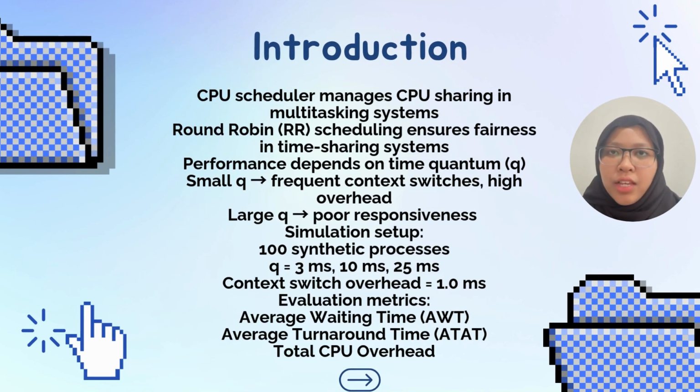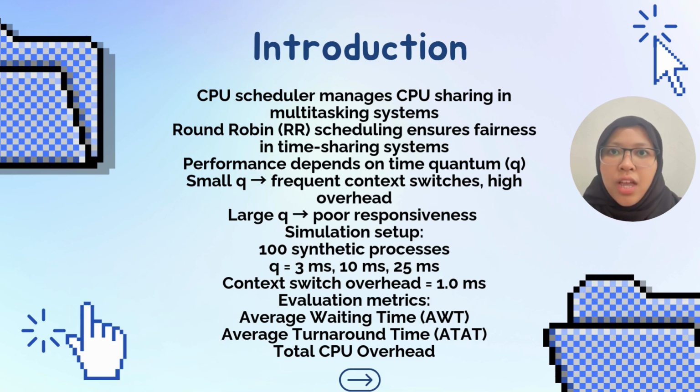In a multitasking operating system, the CPU scheduler is responsible for sharing the processor among multiple processes. One commonly used scheduling algorithm is round robin, which is popular in time-sharing systems because it is fair and allows each process to get CPU time. However, the performance of round robin depends heavily on the time quantum. A very small quantum causes frequent context switching and high overhead, while a very large quantum reduces system responsiveness.